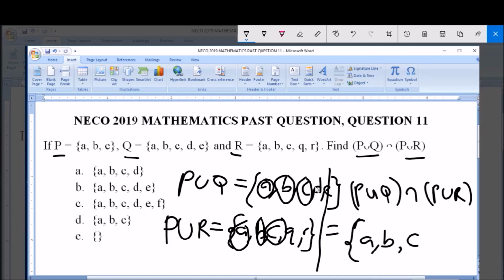C, now D is in P union Q but it's not in P union R, so we won't write it. Also, E is in P union Q but not in P union R, you won't write it. Likewise, Q and R, they are not common. So therefore, P union Q intersecting P union R is equal to the set of A, B, and C, and that is option D. So A, B, C is the answer to P union Q in bracket intersecting P union R.